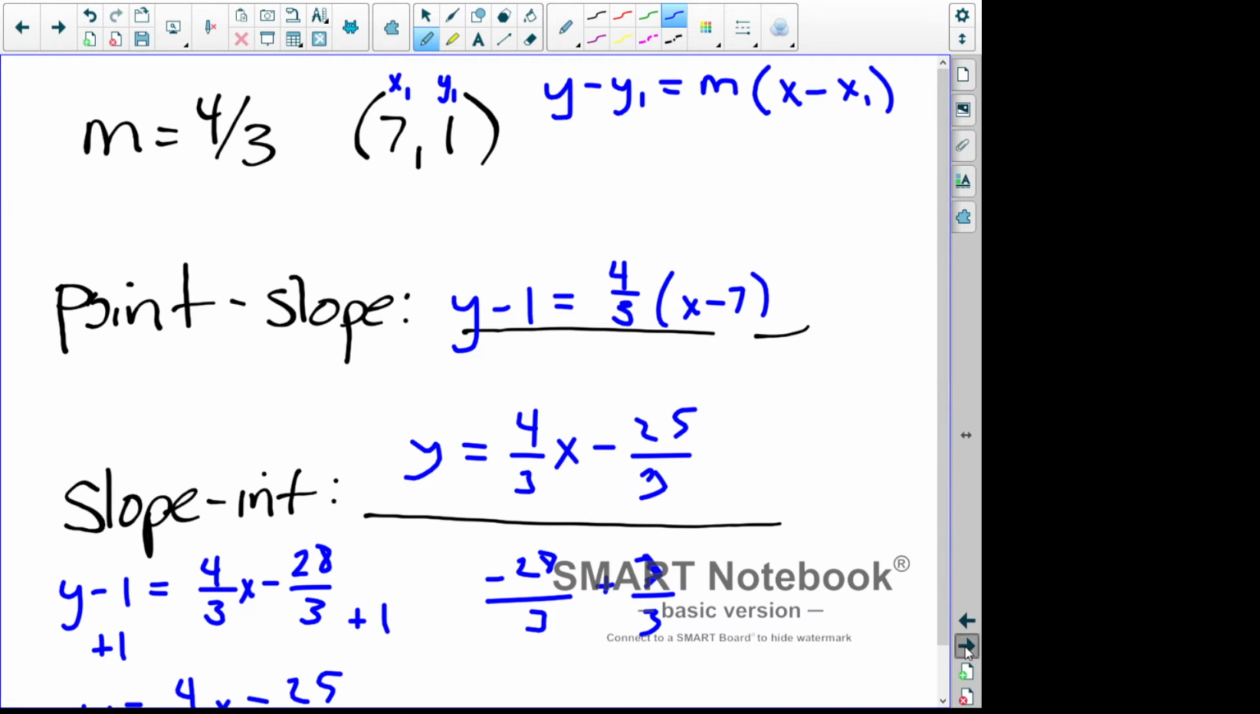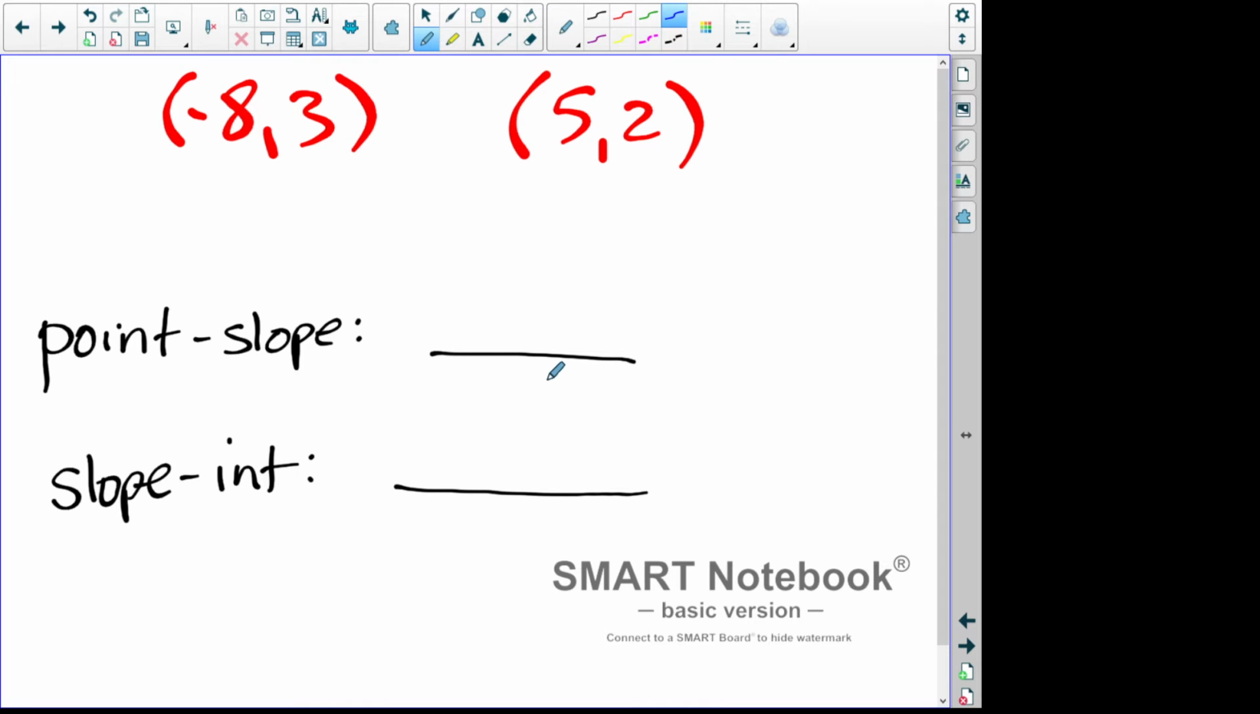Okay, let's look at another example. So here we're given 2 points. So we don't have the slope, but we do have 2 points. And so we can quickly figure out the slope from there. So I can tell my slope here, if I look at my y values go from 3 to 2. So it's going down by 1. And my x values are going from -8 to 5. So -8 all the way over to 5. That's a change of 13. So it's going up by 13.